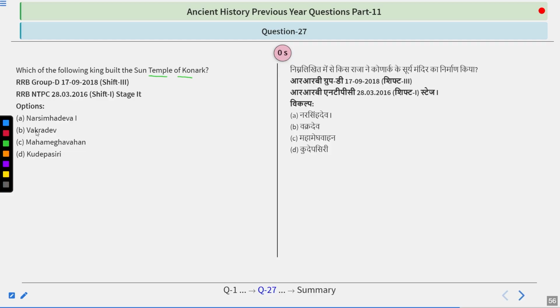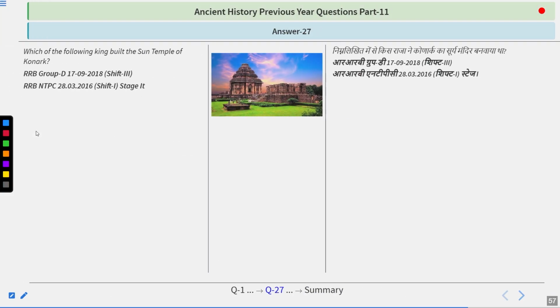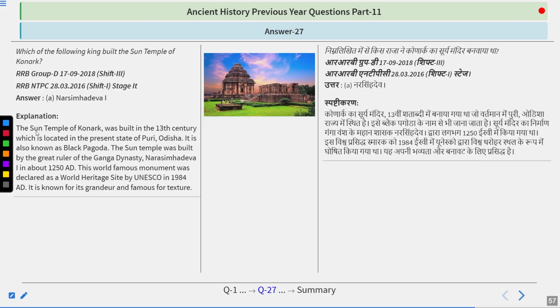And this is a simple question. When we discuss the sun temple of Konark, it is also known as Black Pagoda. I told you about that who built this temple. So this temple was built by Narsimdev I of Eastern Ganga dynasty.